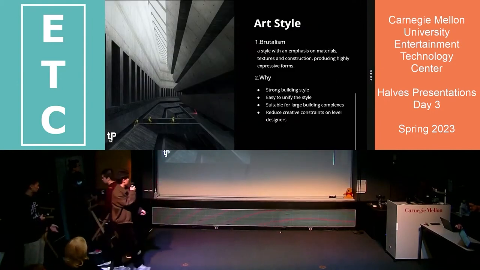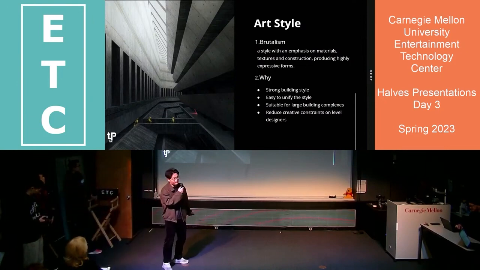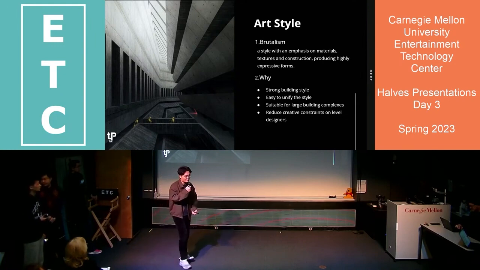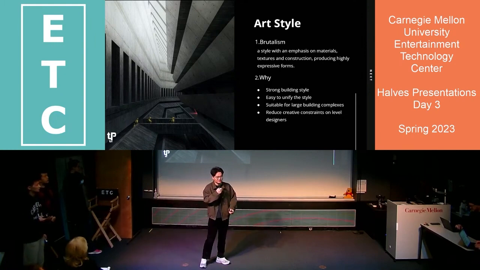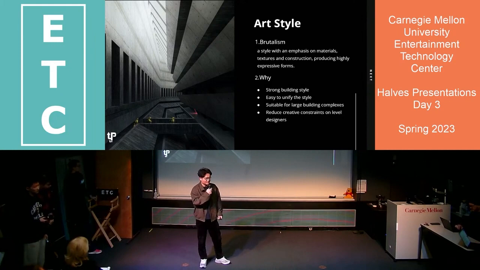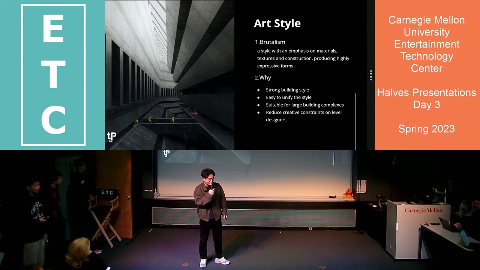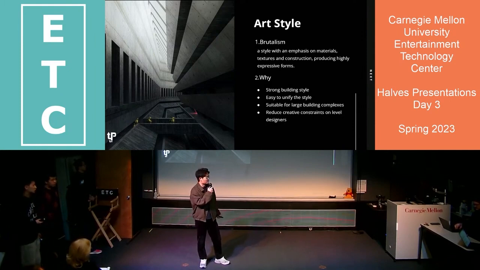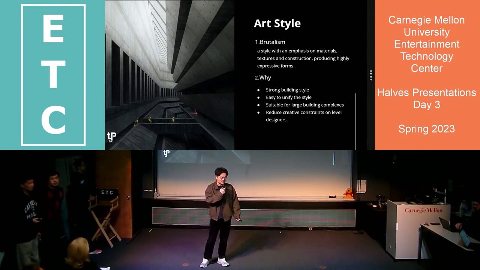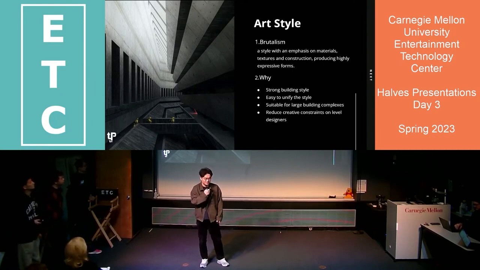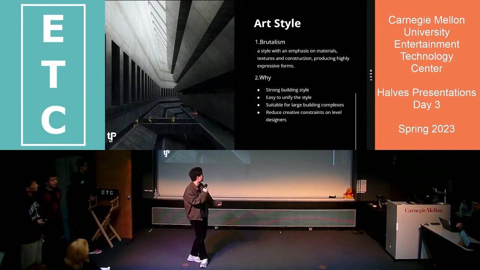Okay, let's talk about art style. After several research, we found a style called brutalism. The reason why we use brutalism is, first, it can be easily distinguished from other styles. Second, the assets of this style have a high degree of uniformity, which greatly reduces the workflow for artists. And the third point is it's very suitable for a large number of building groups, which we wanted to do at the beginning of our semester.